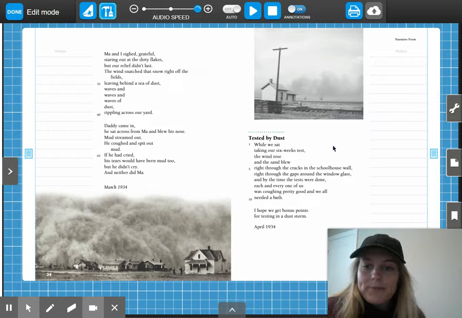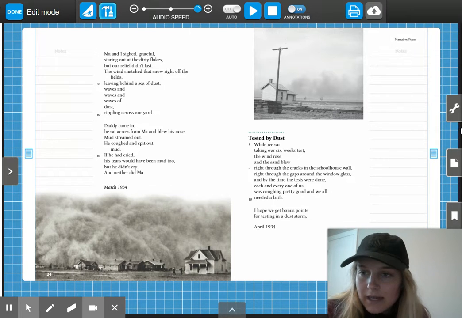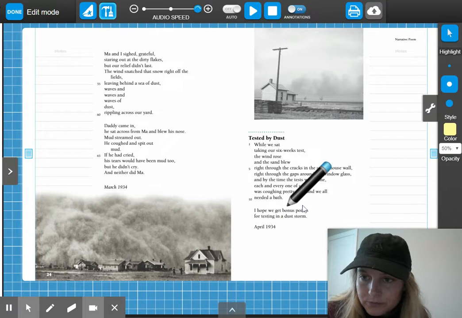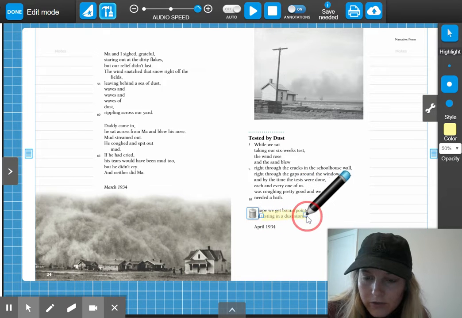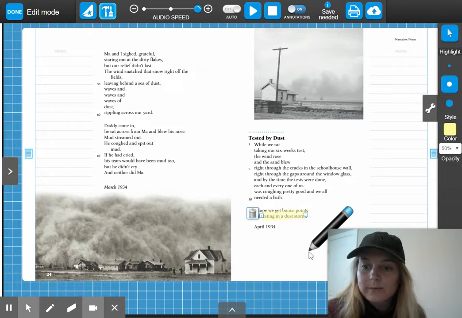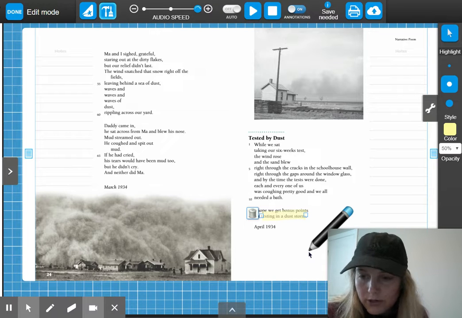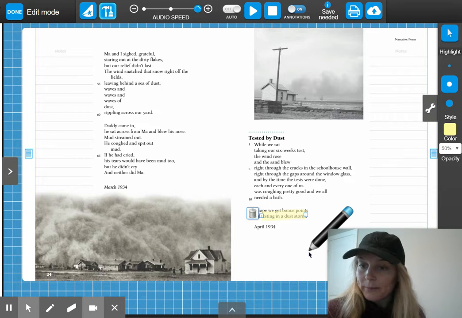Okay, so right here in this poem, it says it's from April 1934, that this Tested by Dust is all about students who were testing during a dust storm. So this line 12 really is grasping what this entire text is about. It doesn't have any of those details like them coughing or coming through the windows. It's sticking right to the point. So if I had to choose a summary, I would just say they're testing in a dust storm.